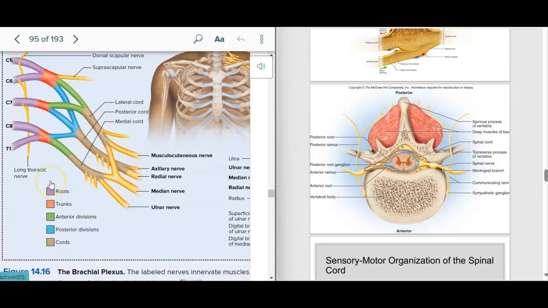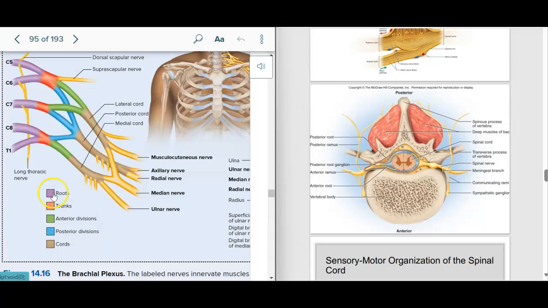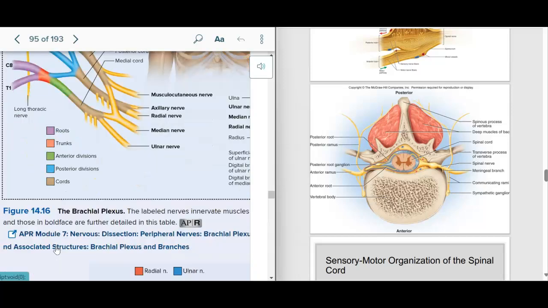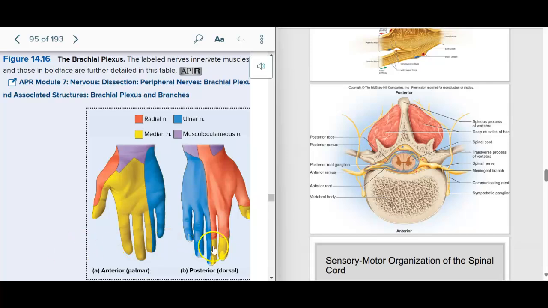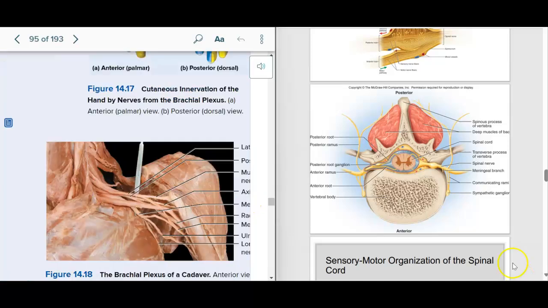And so you can see the different regions. So here we have trunks, roots, anterior divisions, posterior divisions, and cords. And this is showing you how those nerves innervate the hand. So the radial nerve, part of the thumb, part of the back of the hand. Ulnar nerve, little finger side. Yellow is median.